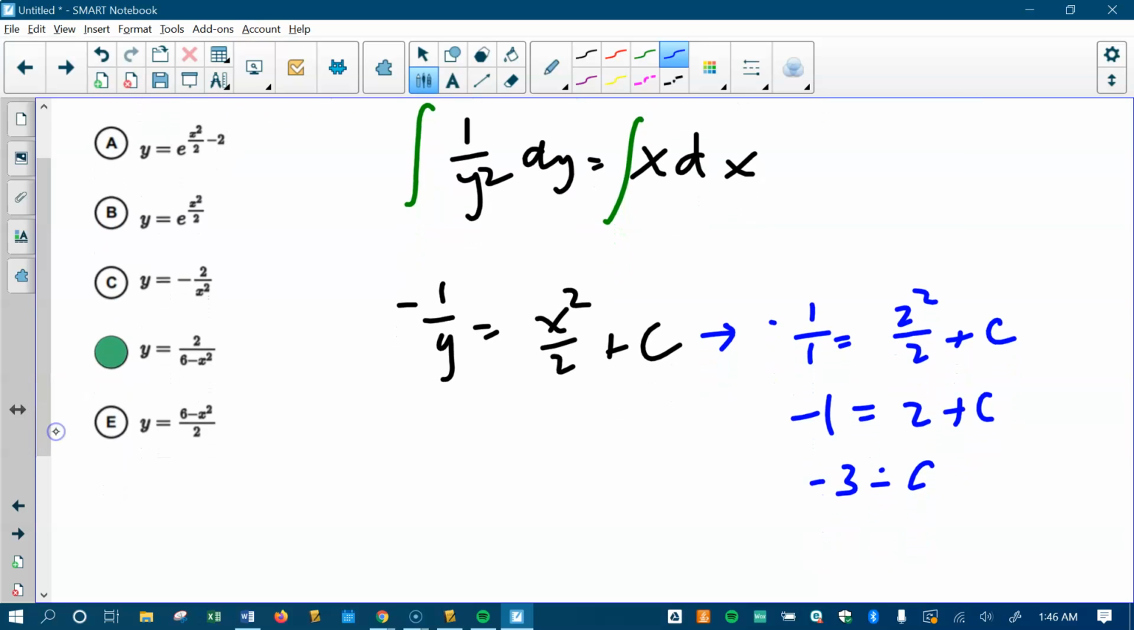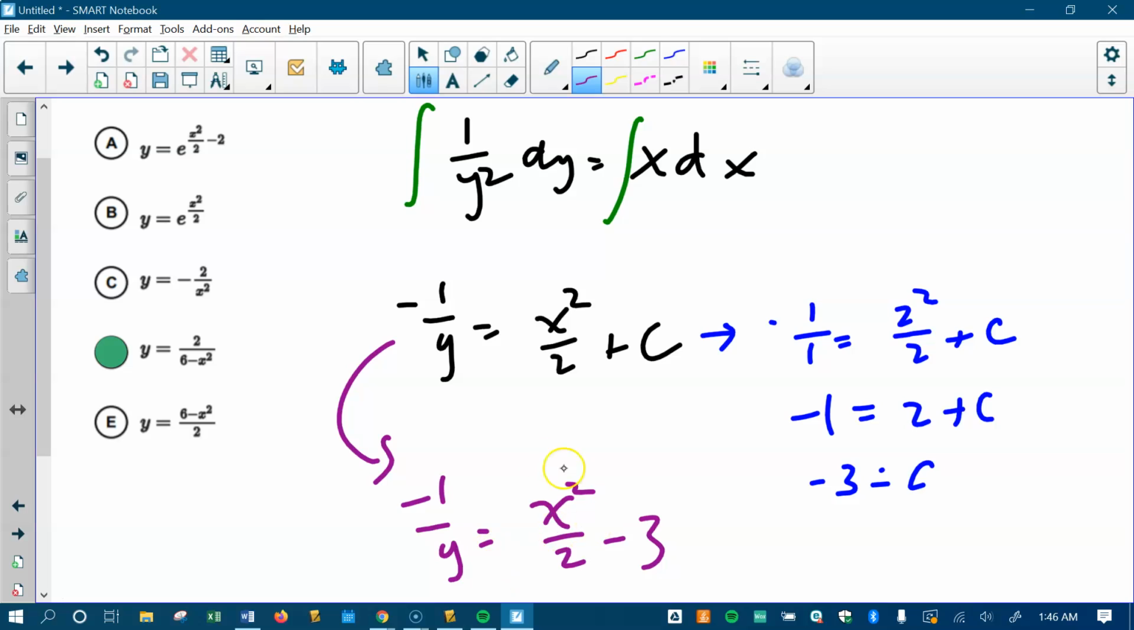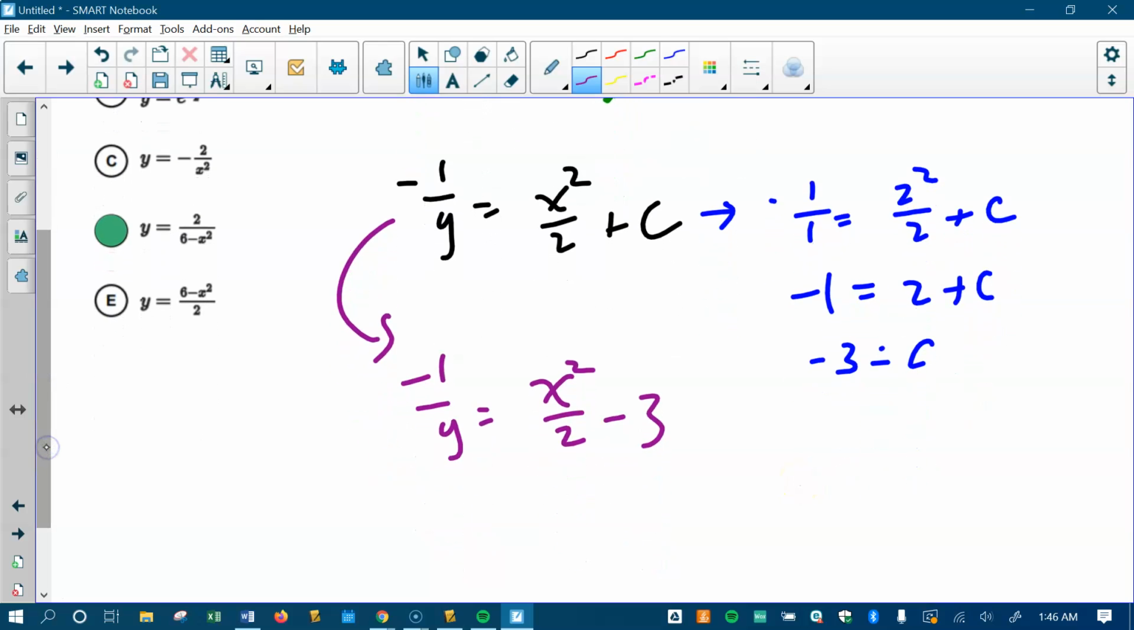And then let's go ahead and plug in c. So -1 over y equals x squared over 2 minus 3. By the way, I didn't make a point of this before. If it seems like you are solving for y first and then plugging in to solve for c, either way should get you the answer. This is just my natural way of going about it.